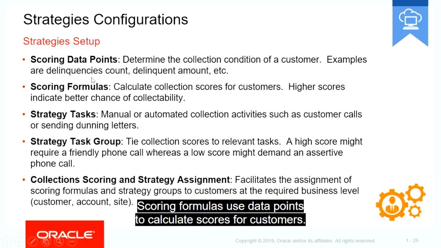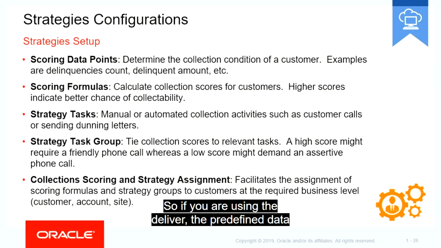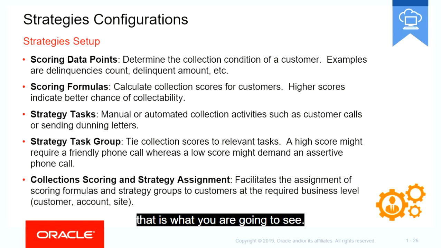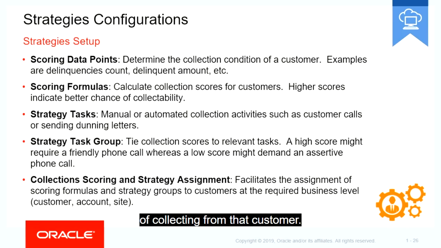Scoring formulas use data points to calculate scores for customers. Higher scores indicate a better chance of collectability. So if you are using the predefined data points and the predefined scoring formulas, that is what you are going to see. When a score is high, it just means that you have a good chance of collecting from that customer.